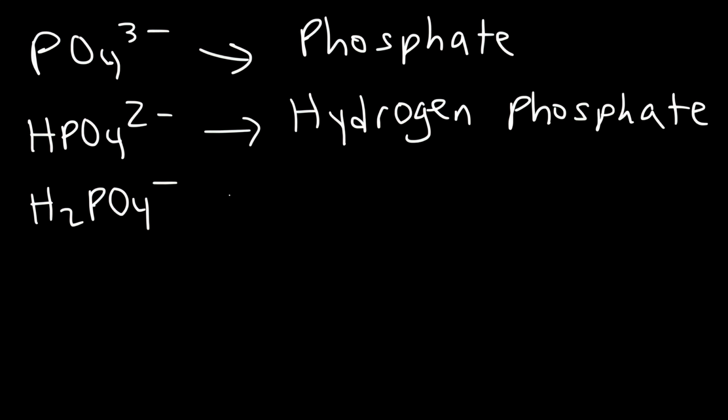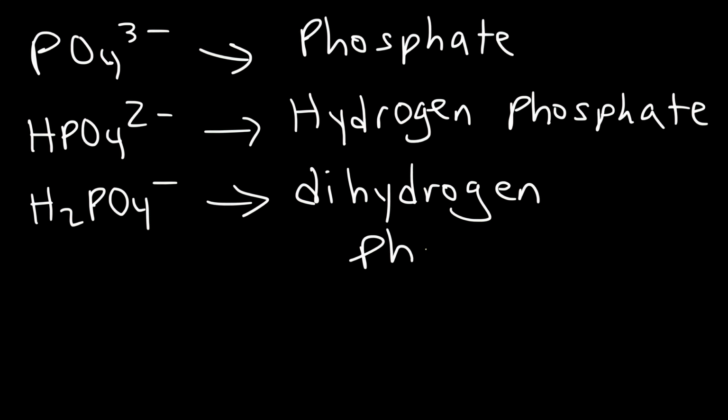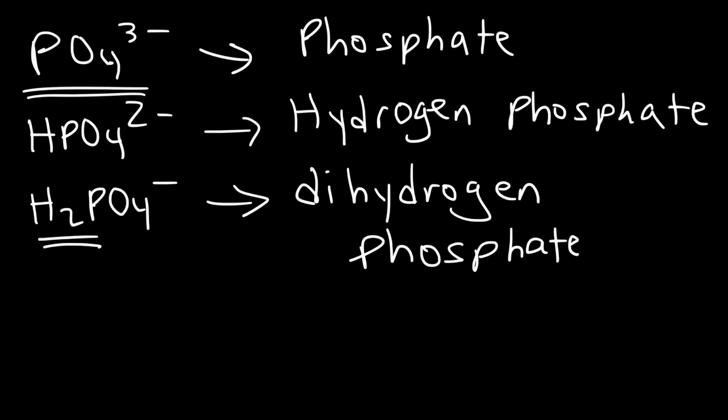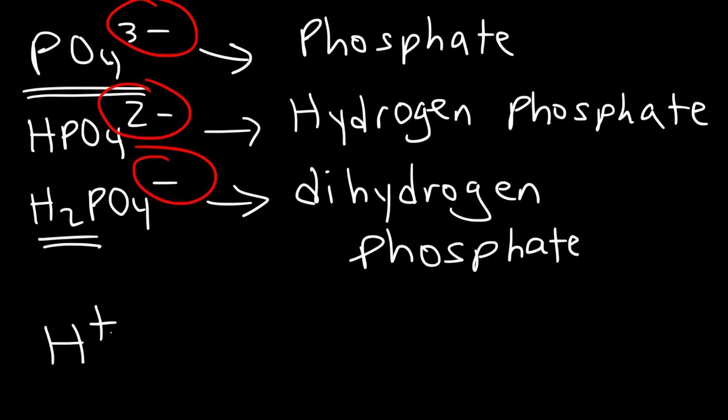Now if that's the case, what's H2PO4 minus? This is known as dihydrogen phosphate. Di means 2 in chemistry, so dihydrogen indicates that you have 2 hydrogen atoms attached to a phosphate group. Every time you add a hydrogen, notice that the charge increases by 1, because the charge of a hydrogen ion is +1.